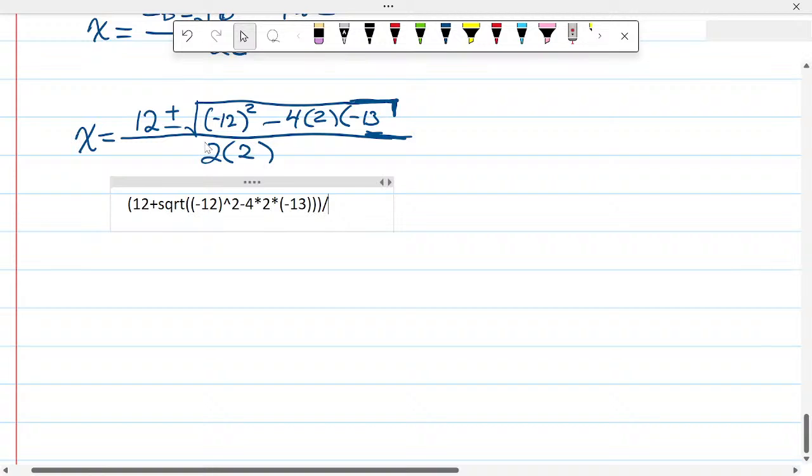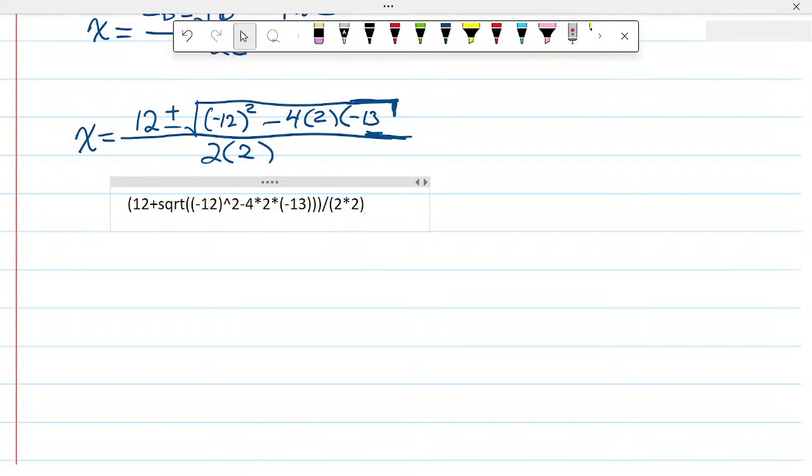What do we have to do with the whole bottom of this? Put it in the brackets. Open a bracket, and this is 2 times 2, right? And then what do we do? Close the bracket. All right, takes a bit of practice, but we do that. We press enter, and we get an answer.